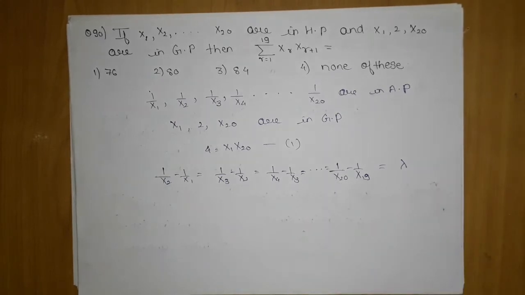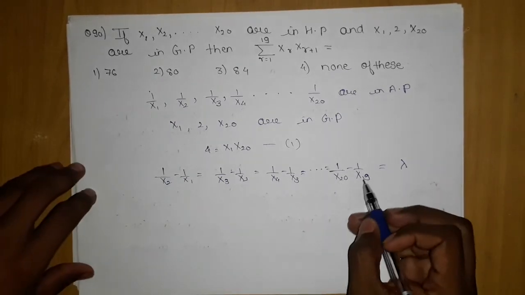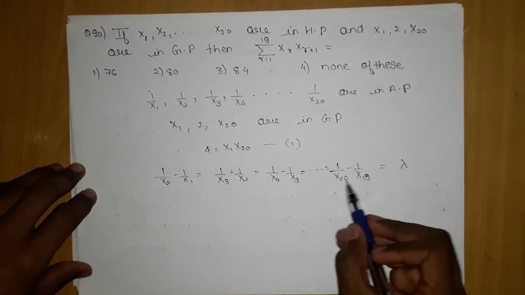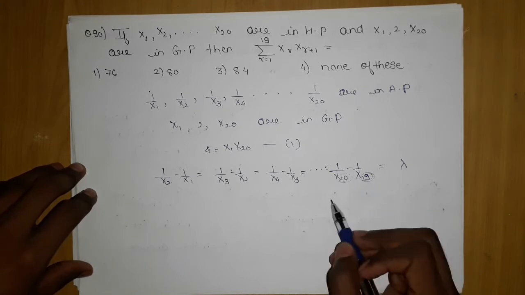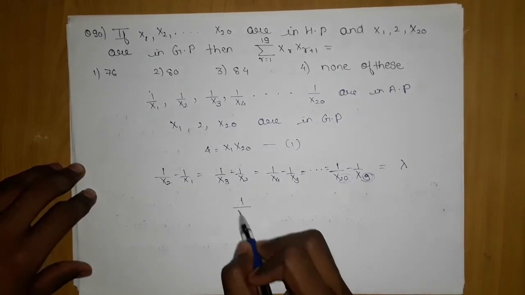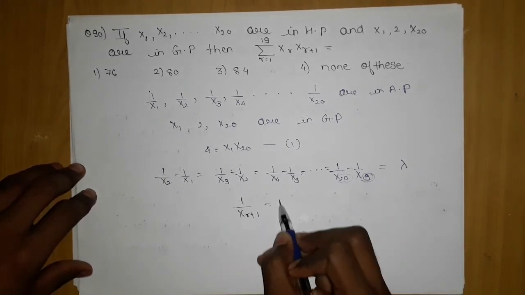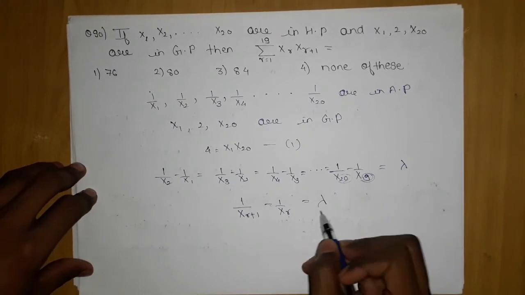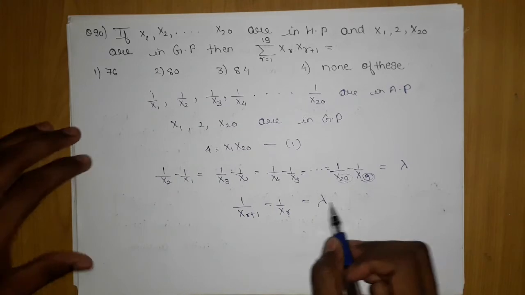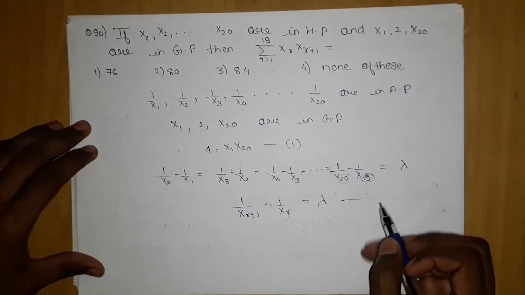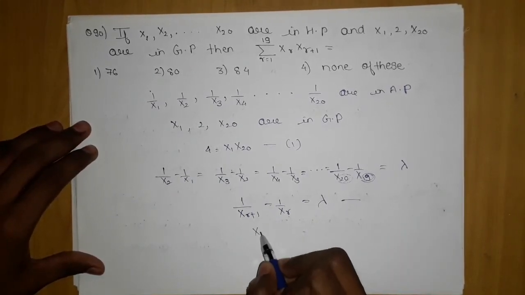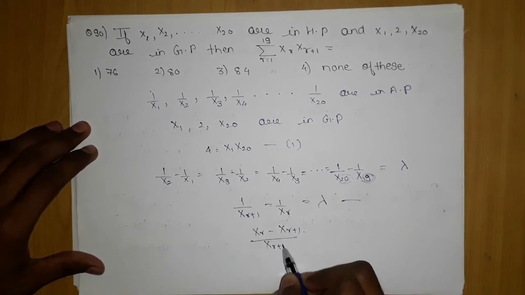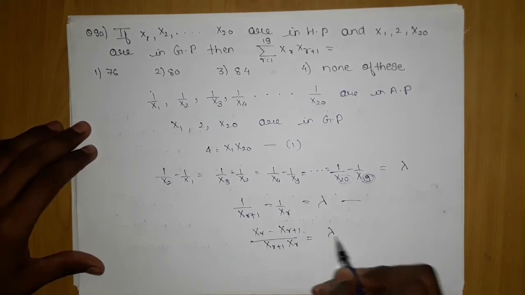We can observe one more thing: this term is one greater than this term, so I can write 1/xr+1 − 1/xr, just one less difference, which will also be equal to lambda. So by cross multiplying, xr − xr+1 divided by xr+1 times xr will be equal to lambda.